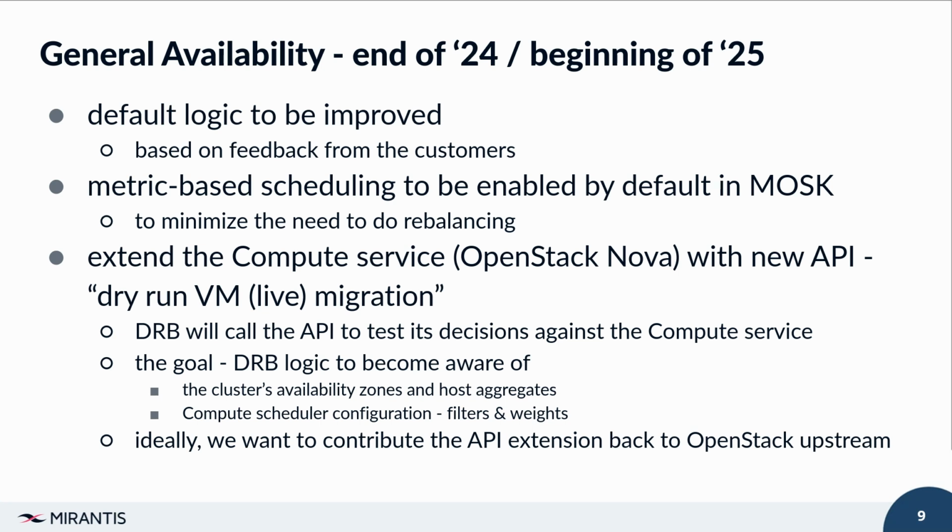And this will help DRB to become aware of the availability zones that you have configured in your OpenStack cluster, and of course the compute service configuration in terms of the initial scheduling of the VMs. Ideally, we want this API to become a part of the big OpenStack. So we will be working on contributing this code back to the upstream, so it will become available to everyone. And if you want, you might implement your own DRB service probably.